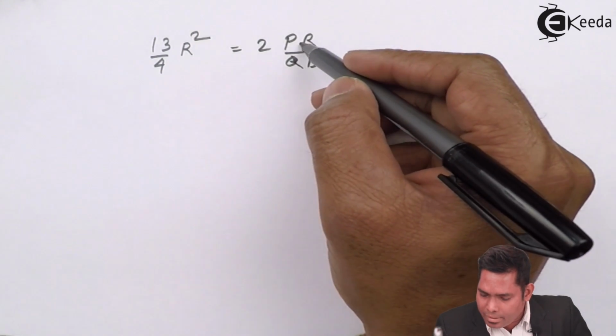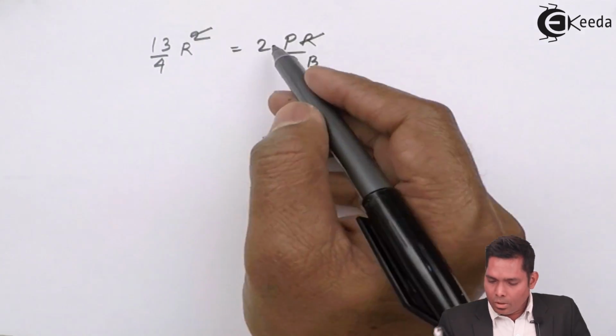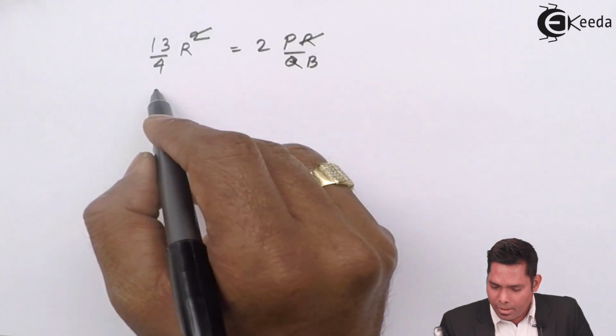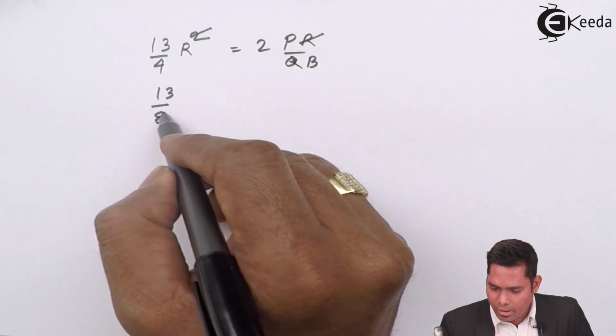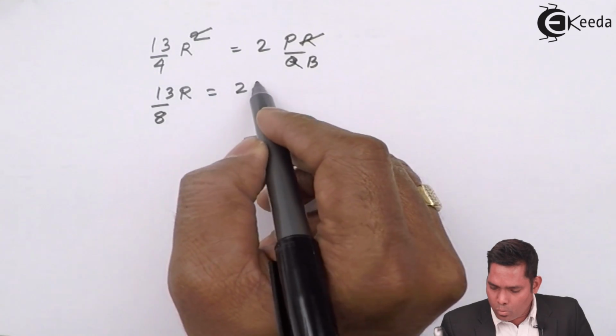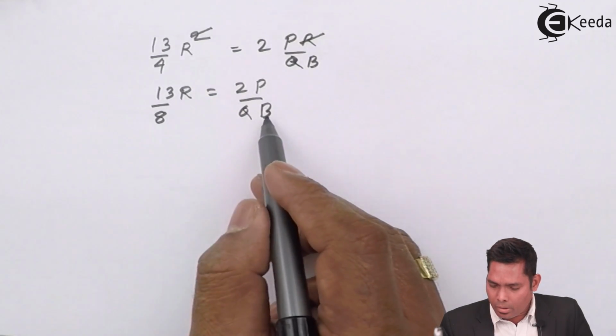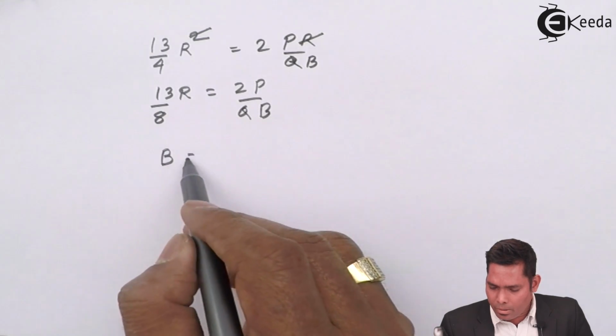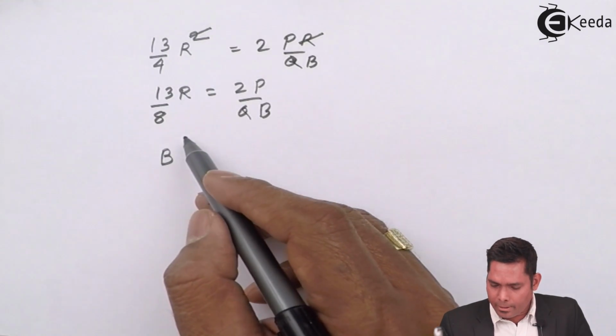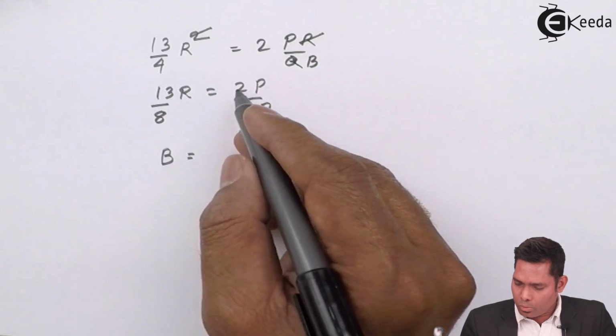One R I can cancel out. These two come down here, becomes 8. So 13 over 8 R is 2p divided by QB. We want this B, so B goes to that side and this goes to this side.